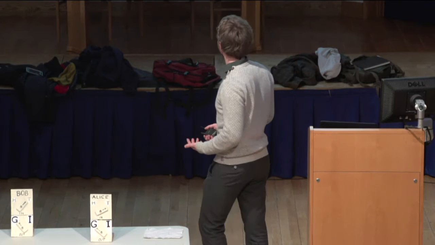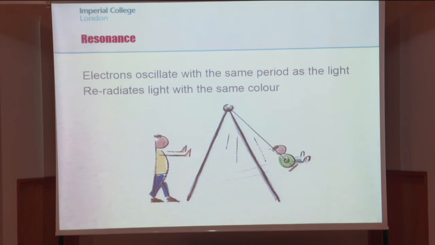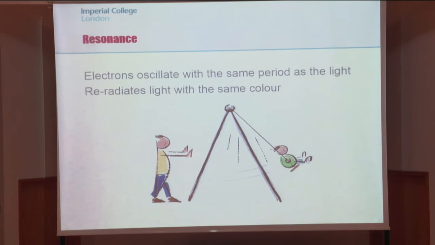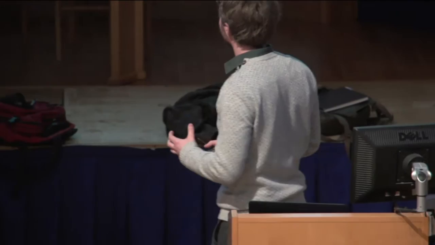And so what happens is, when the light travels through this golden sphere that you have in the bottle somewhere, the electrons shake with it. And if that shaking happens at the same period as the light itself, they shake a lot. It's like a swing.